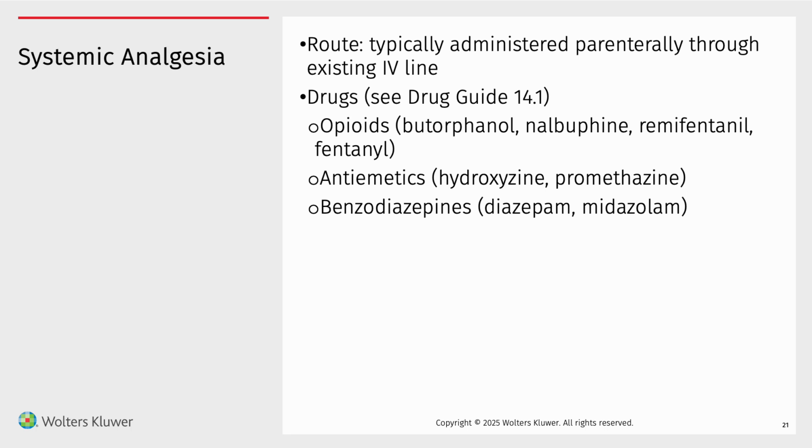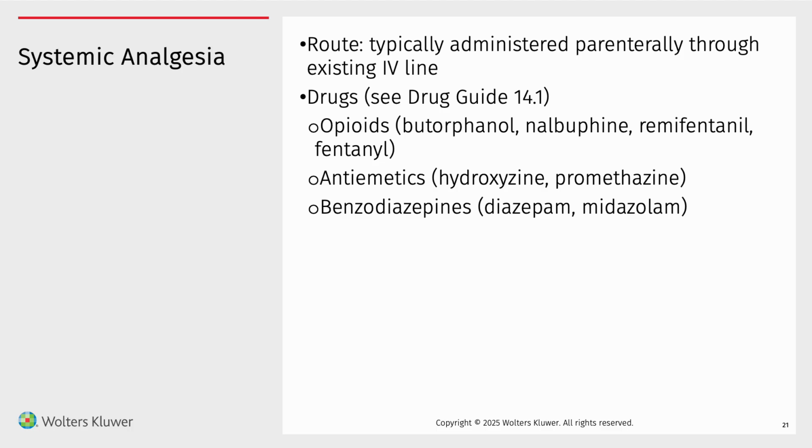Okay, so this slide here focuses on systemic analgesia, which is a common pharmacologic method for managing labor pain. These medications are usually given parenterally, most often through an existing IV line that the patient may have to ensure rapid and controlled delivery. So the primary drugs used include several different types.